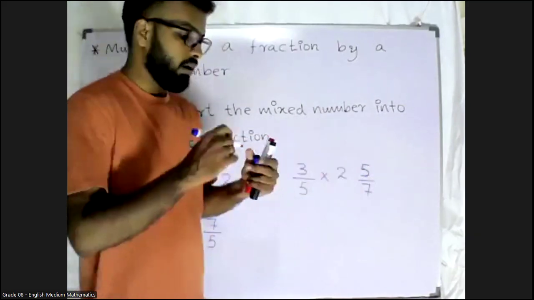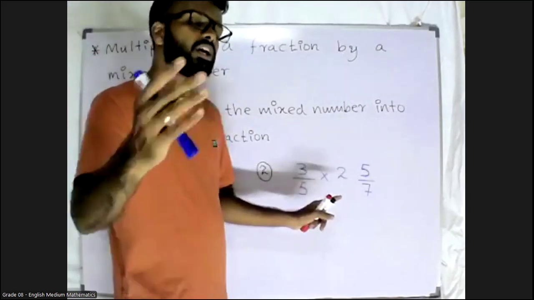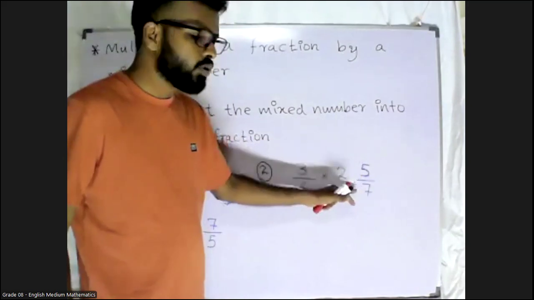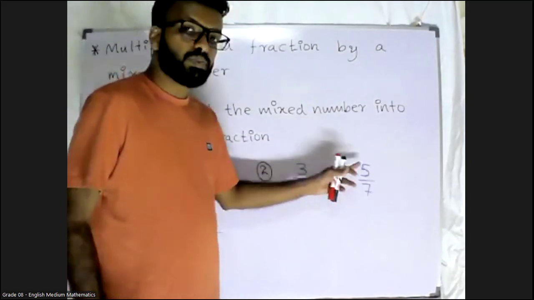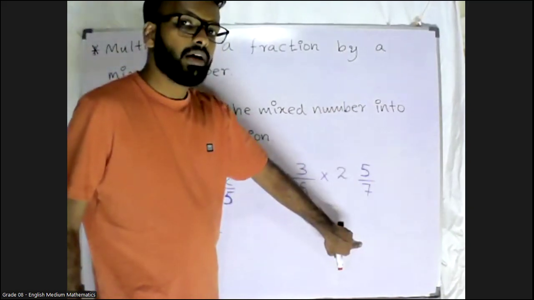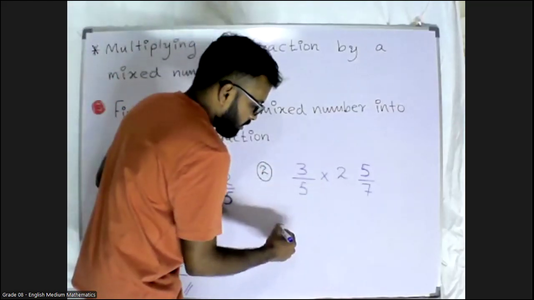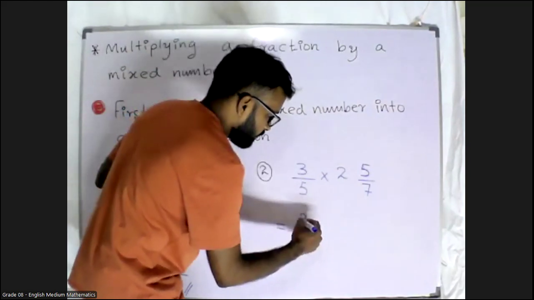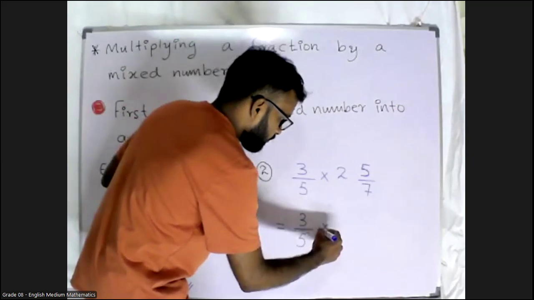Now you have to multiply it. What is the first thing you need to do? You need to represent this mixed number as an improper fraction. First of all, I'm going to convert this. So I will rewrite 3 over 5, multiply.